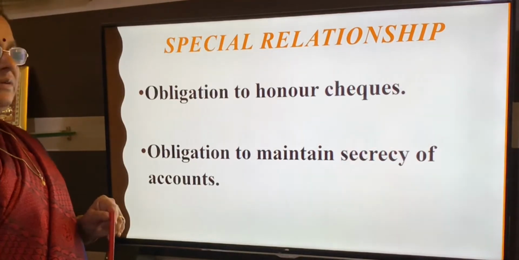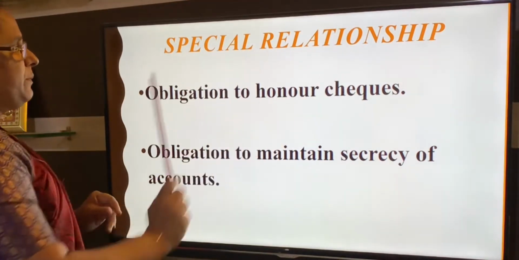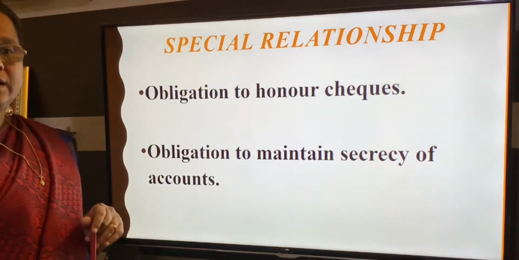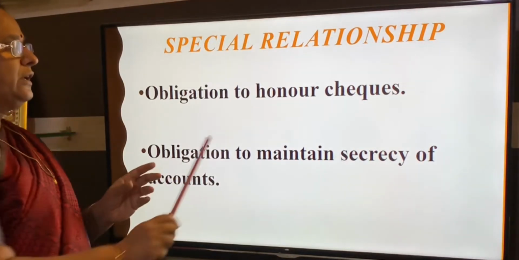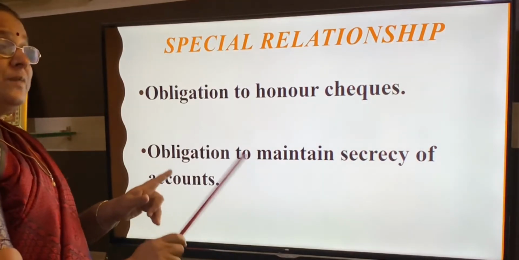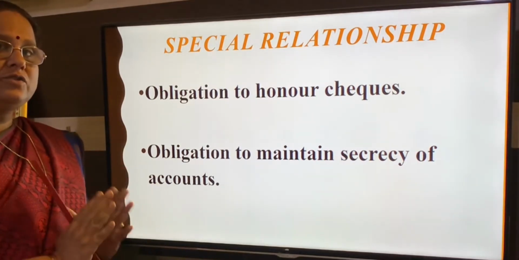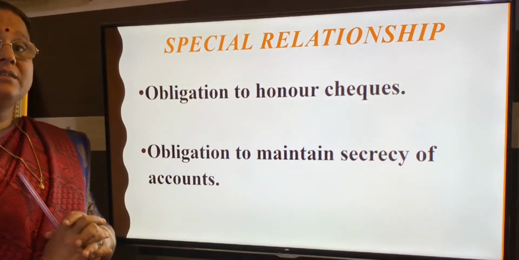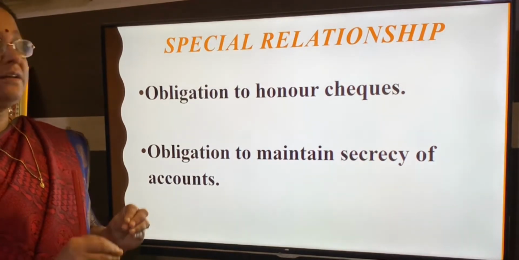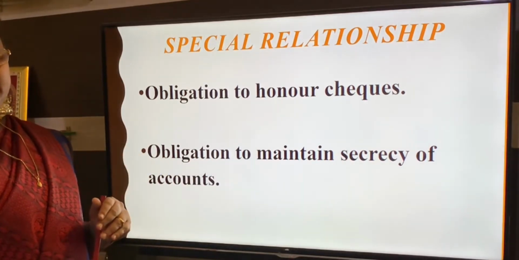The next one is, we will learn about special relationship. The special relationships are obligation to honor the check. It is a duty of a bank to honor the check of a customer. And next one is to maintain the secrecy of account. That means the customer's account should be kept secret by the bank. They should not reveal any secret regarding their bank account to other persons.